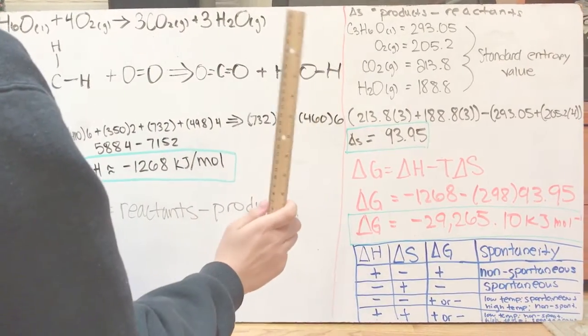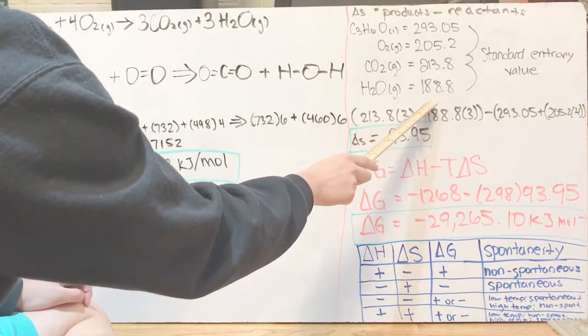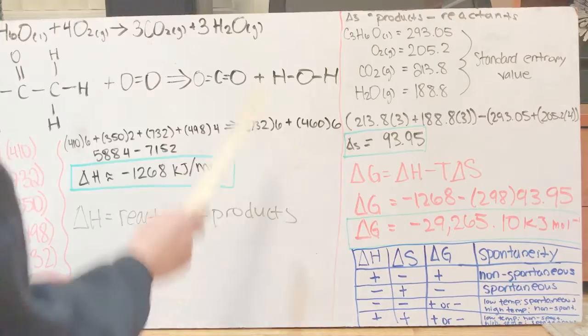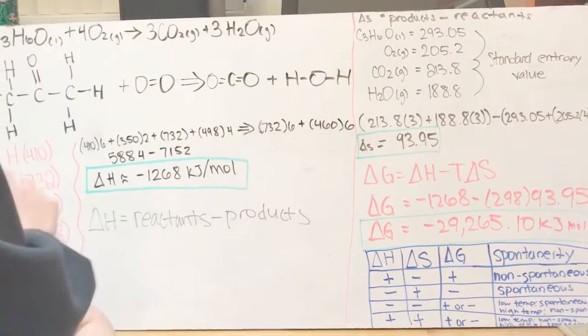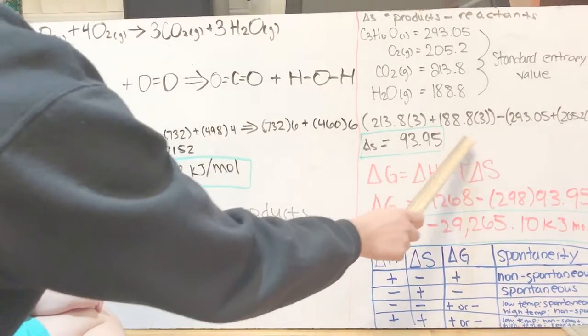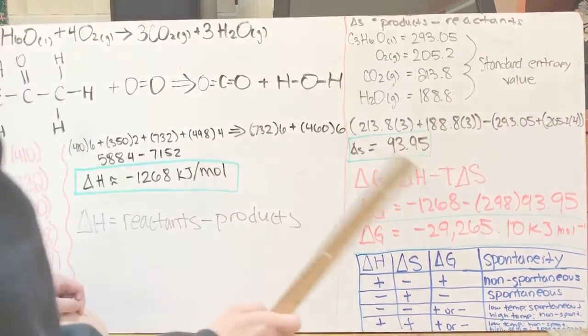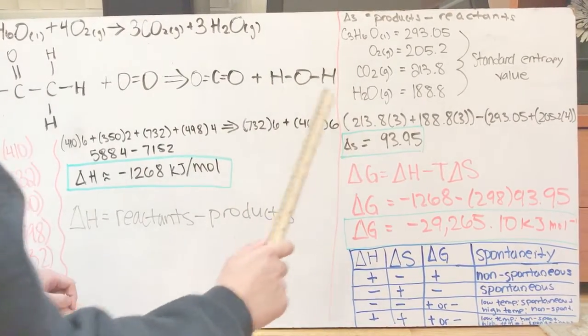Next, we see that there is H2O, and each H2O is 188.8. And you multiply that by 3 also, because there's a coefficient of 3 over here. And then you do the same thing for the reactant side. Then you do products minus reactants, and you should get about 93.95. And since it is positive, it will be more disordered.